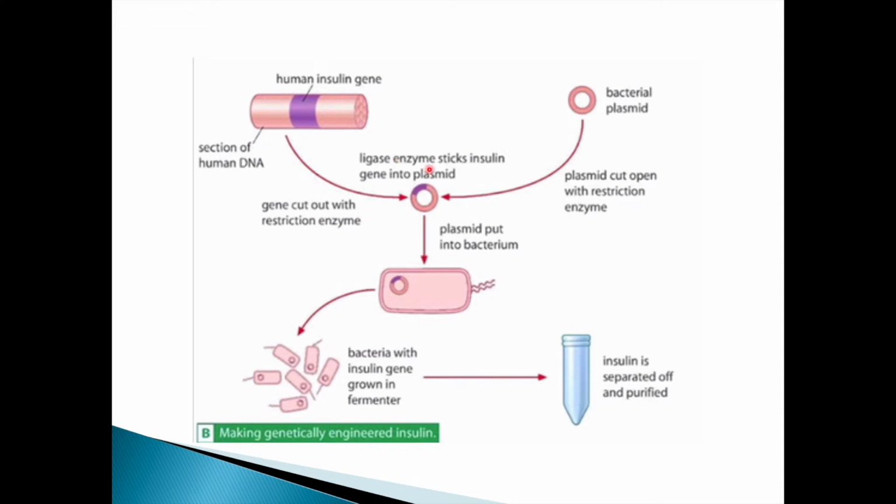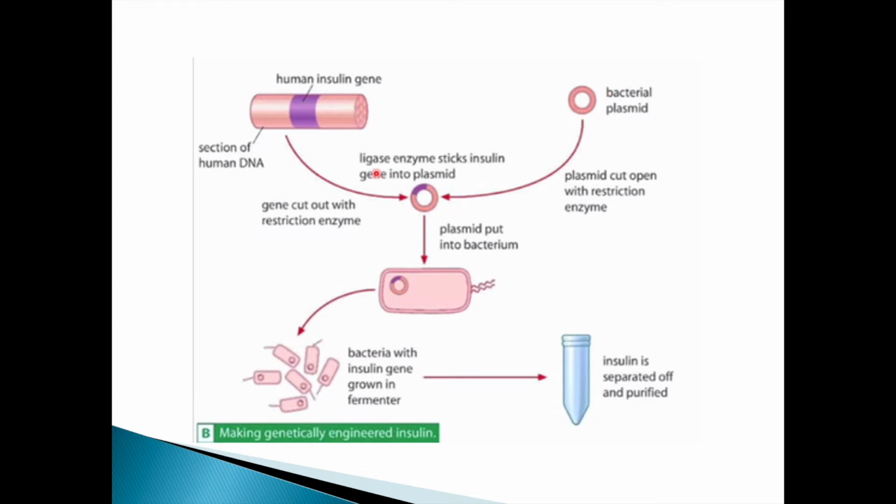And this restriction enzyme will be used in order for the bacterial plasmid to be cut too, forming sticky ends on both sides. So the human insulin gene should have a sticky end, and also the bacterial plasmid should have a sticky end, and they will be complementary to one another.